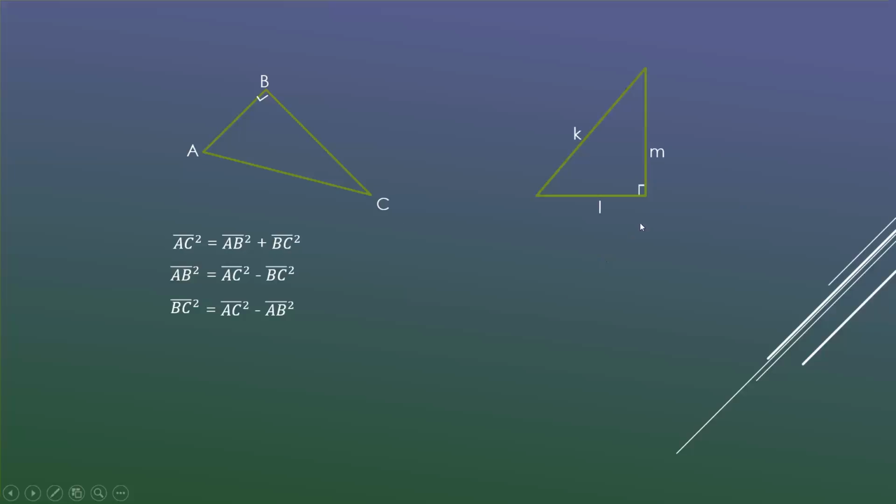Okay, for the second triangle, K is the hypotenuse. So the Pythagorean theorem for this triangle is K square is equal to M square plus L square. Similar to the previous one, M square is equal to K square minus L square, and also L square is equal to K square minus M square.